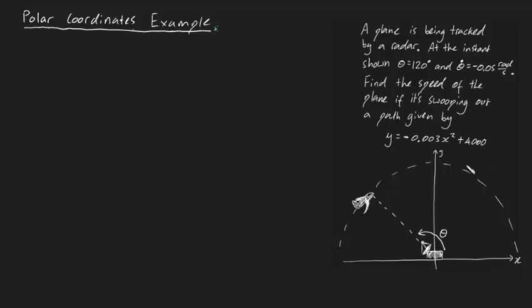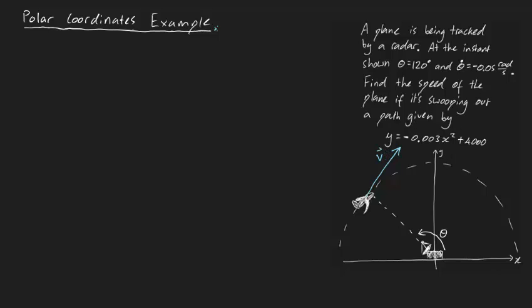So what's going on? We've got this plane swooping out this parabolic path, and it's being tracked by this radar, which at this instant is at an angle of 120 degrees from the horizontal. Somehow we need to figure out the magnitude of its velocity vector, which is always going to be tangent to the path, v, using this information.